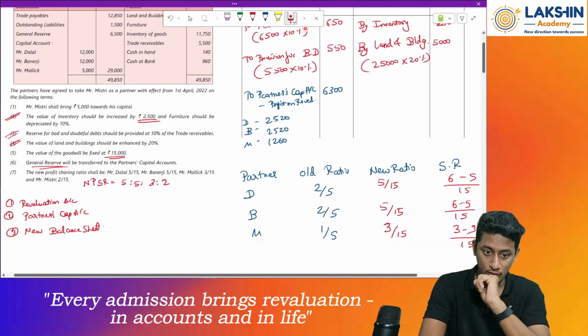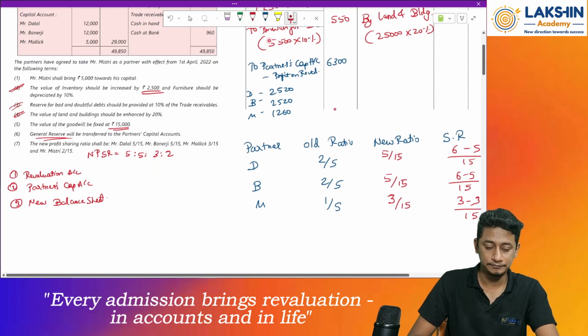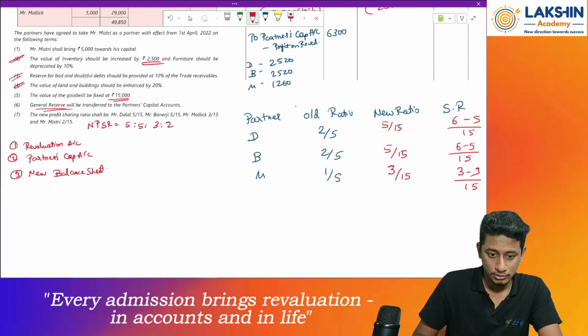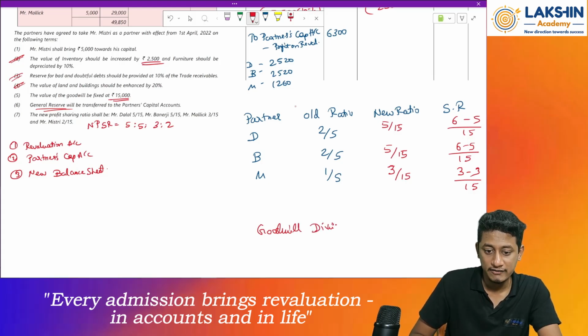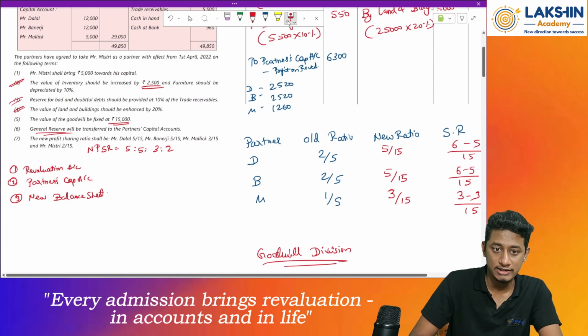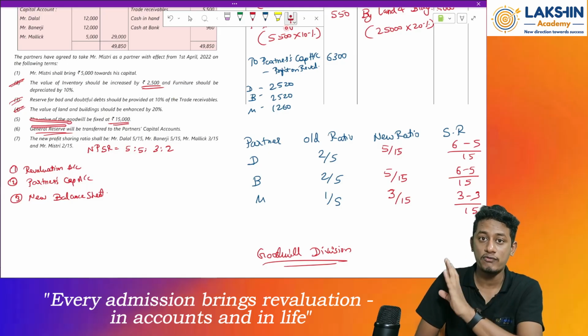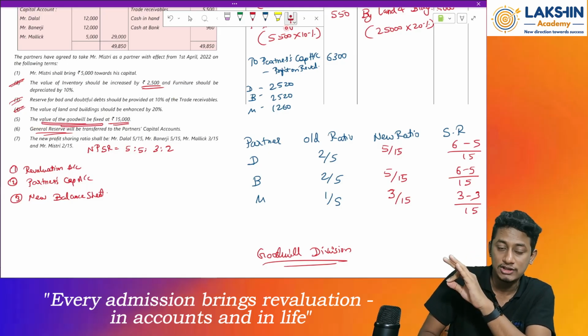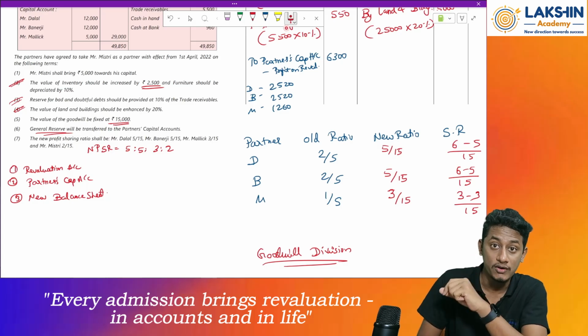Clear? Now, what about the goodwill? Divide the goodwill now. What is the amount of goodwill? See, in this case, goodwill has been straight away computed and given to us as that of the firm. How can I tell it is of the firm? Because nowhere is it mentioned that his share of goodwill is so much. They have given us that the value of the goodwill will be fixed at 15,000 rupees. That means it is the goodwill of the total firm. But we don't want the goodwill of the total firm. We want his share of goodwill, that is, the incoming partner's share of goodwill.